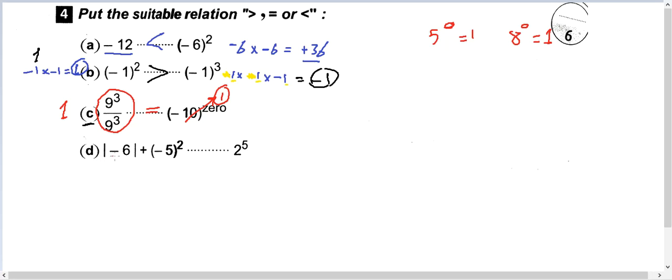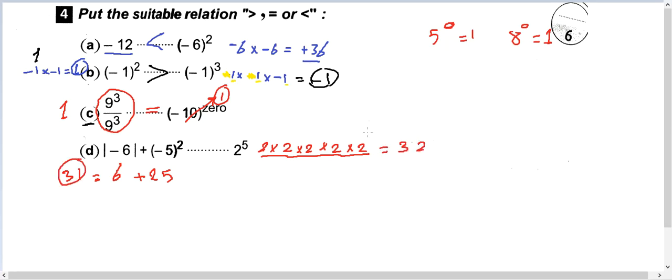Question D, he said the absolute value of negative 6, the result equals 6, plus negative 5 to power 2, meaning negative 5 times itself. Negative 5 times negative 5 equals 25. 6 plus 25 equals 31. Now 2 times 2 is 4, 4 times 2 is 8, 8 times 2 equals 16, and 16 times 2 equals 32. Here we have 31 and here we have 32. Which is greater? 32 is greater.